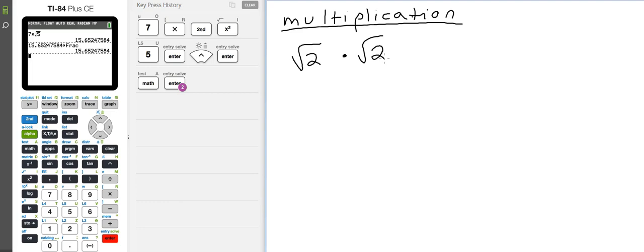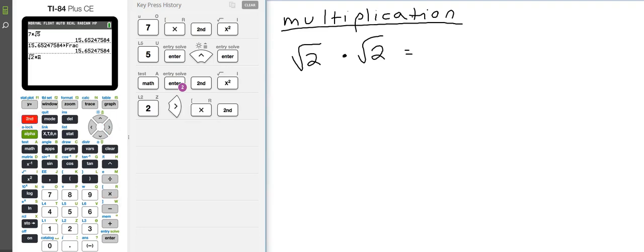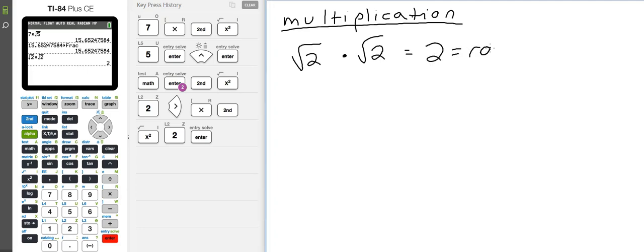The square root of 2 you can also test on your calculator. Is it rational or irrational? It's an irrational number. The square root of 2 times the square root of 2, let's do it on the calculator. Square root of 2 times the square root of 2 is 2. And 2 is a rational number. So here we have a scenario where two irrational numbers multiplied by each other give us a rational number.